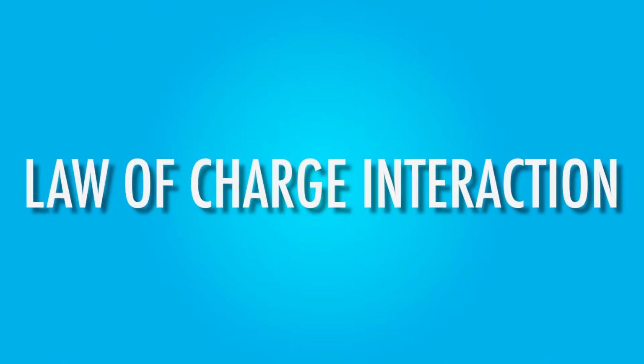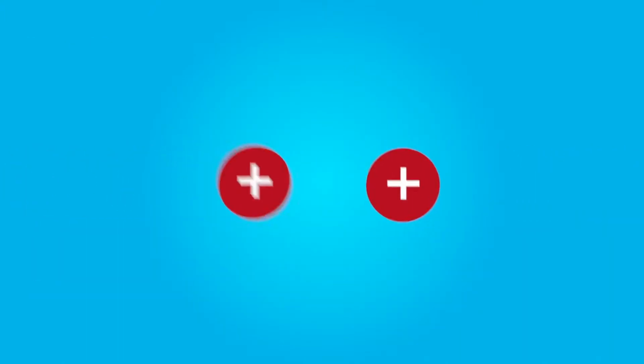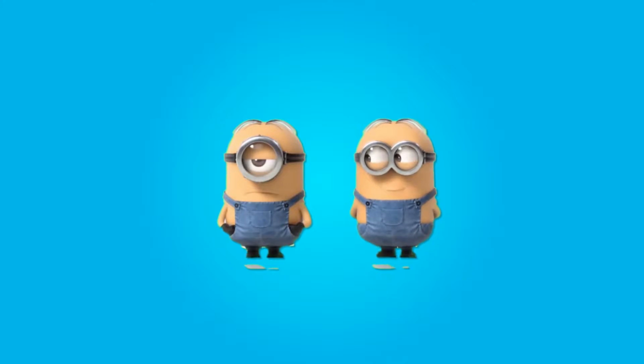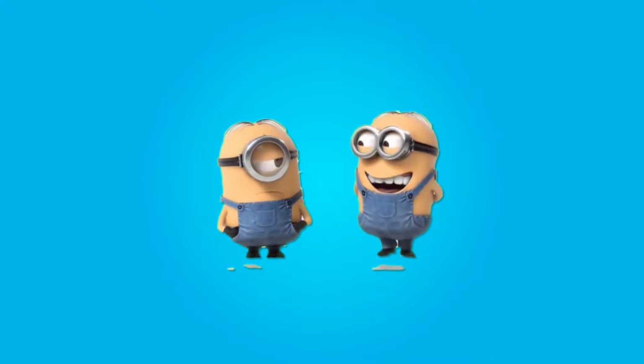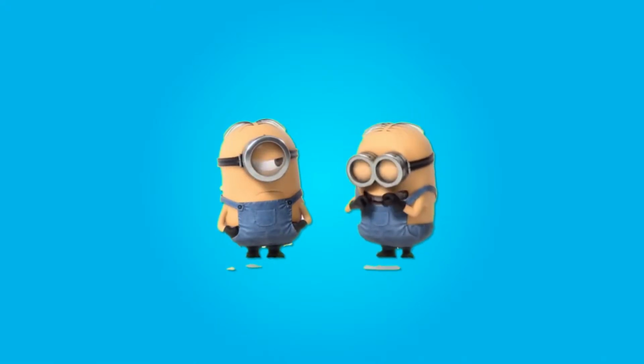This repulsion event can be attributed to what we call the law of charge interaction. The law of charge interaction states that like charges repel while unlike charges attract. This means the electroscope confirms that an object is electrically charged if the object being placed near the wire creates a repulsion or attraction event inside the bottle.